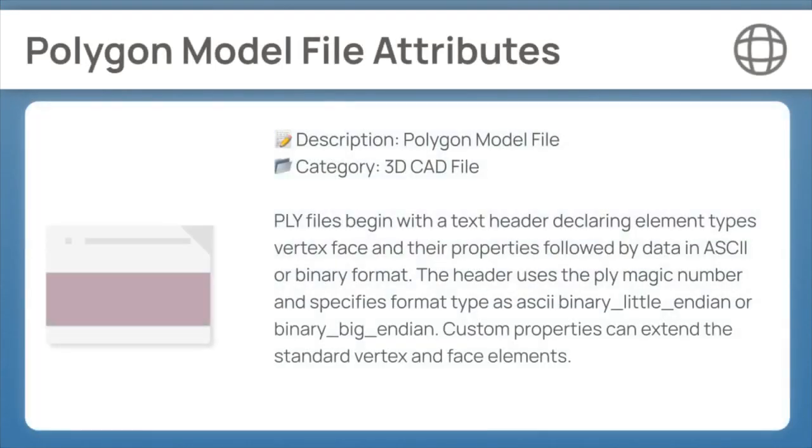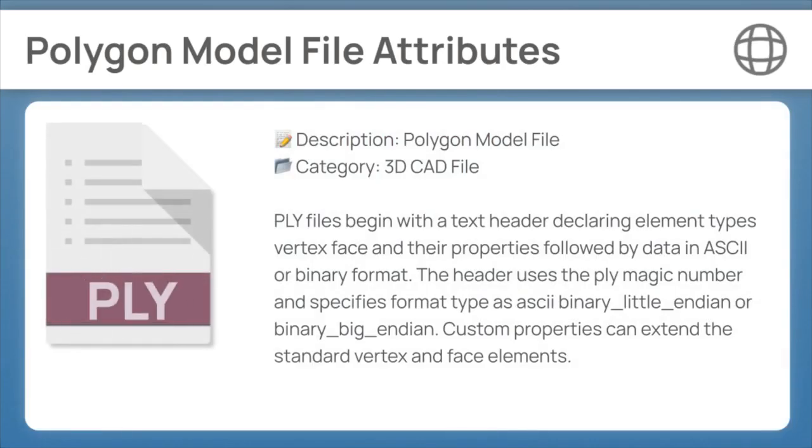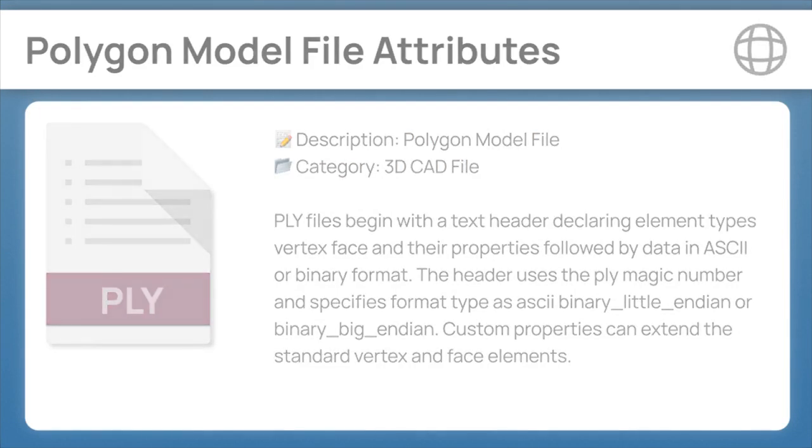PLY files begin with a text header declaring element types, vertex and face, and their properties, followed by data in ASCII or binary format. The header uses the PLY magic number and specifies the format type as ASCII, binary little endian, or binary big endian. Custom properties can extend the standard vertex and face elements.